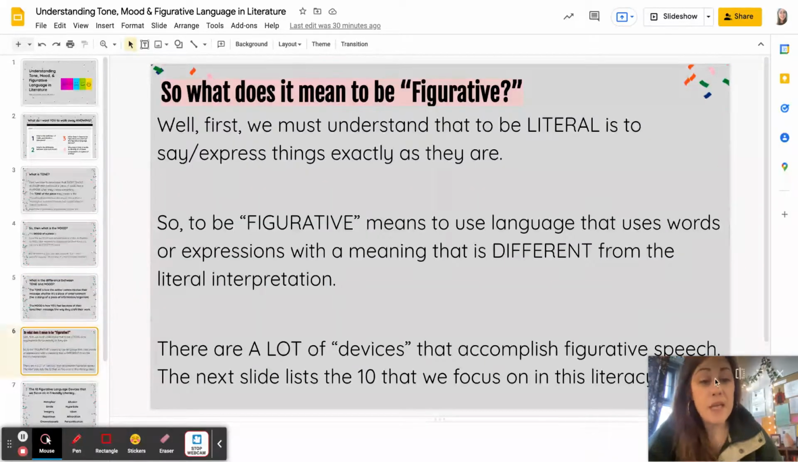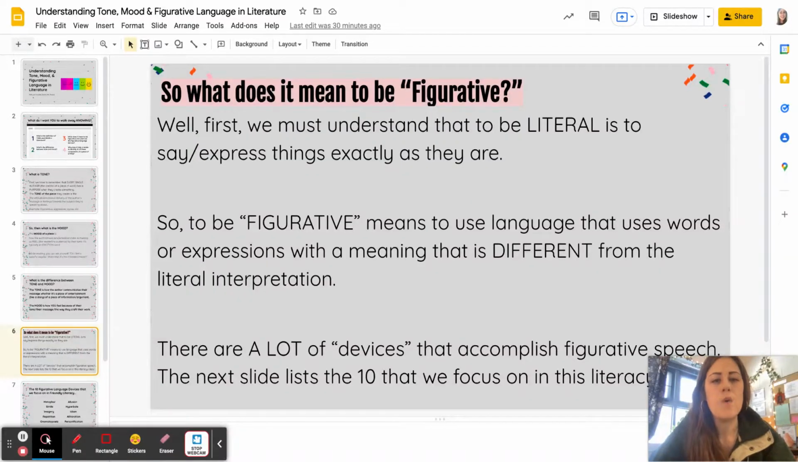What does it mean to be figurative now? Well, first we have to understand that when someone's talking literally, it means they're saying things exactly the way they see them. There isn't any fluffy symbolic language happening. It doesn't have to be fluffy, but anything that seems abstract, it's exactly the way something is. So to be figurative means that you're using language to describe an experience or the way you see something with words or expressions that are different from the literal interpretations.